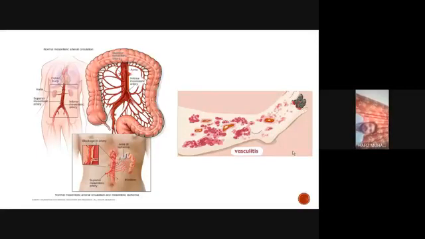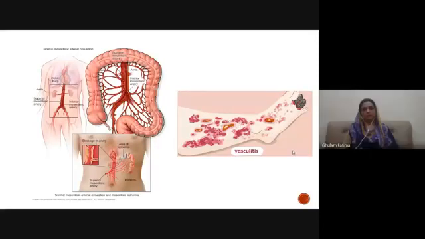In this diagram, you can see a normal mesenteric arterial circulation and a mesenteric ischemia. It happens when the body's immune system attacks the blood vessel by mistake. In patients with long-standing RA, there is an invasion of the blood vessel walls by inflammatory cells. Next, please.